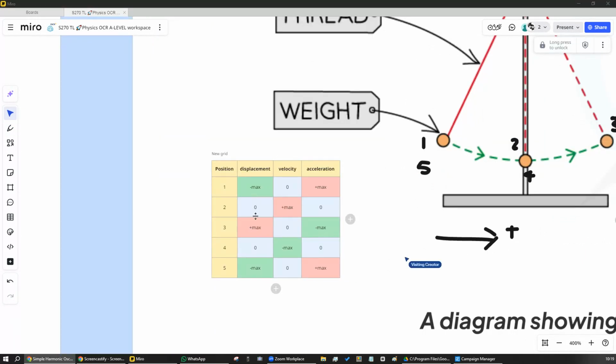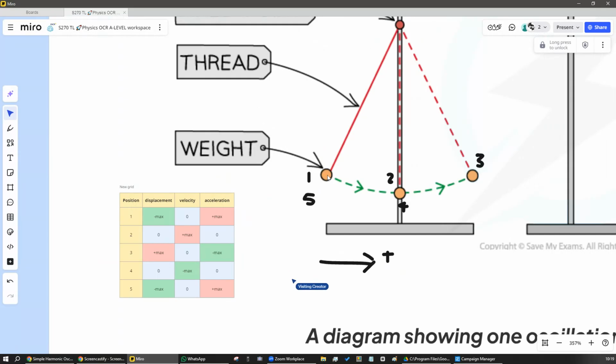So here's the table filled out, and I've color-coded it. We can see the negative maxes and the positive maxes and the zeros. So at position 1, it's not started moving yet, but it's at the most extreme position on the left. So it's got a negative max displacement, 0 velocity, but it is about to accelerate. I guess you could say the force is at the maximum, so the acceleration is going to be at the maximum towards the right.